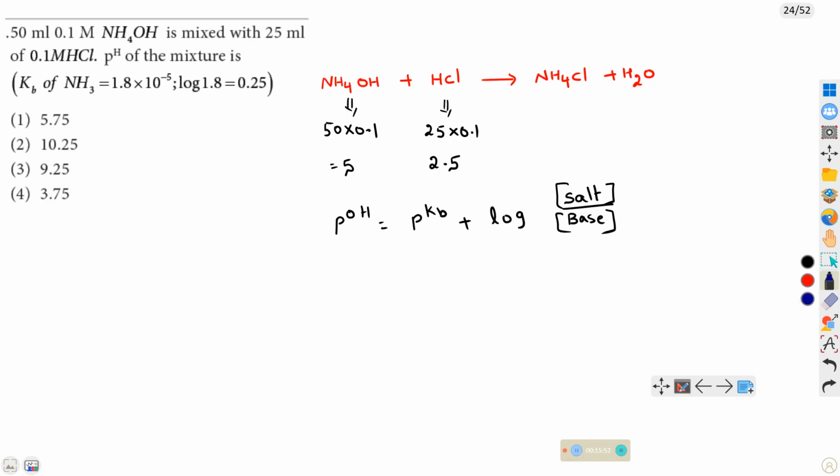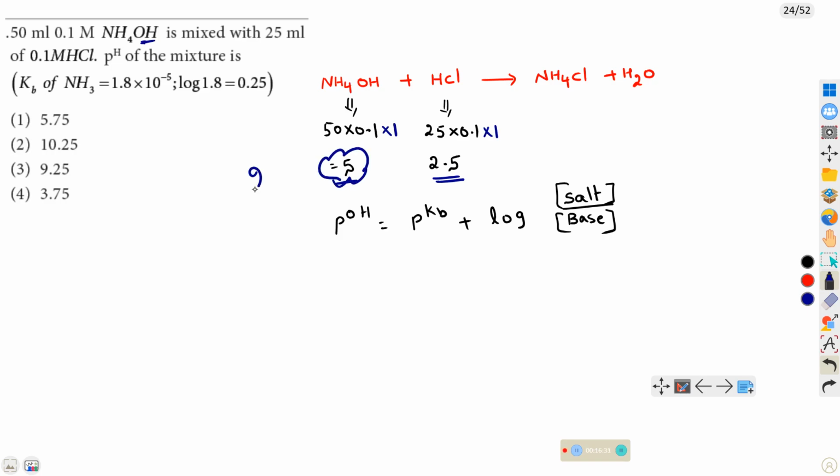50 ml of 0.1 molar NH4OH is mixed with 25 ml of 0.1 molar HCl. pH of the mixture is, okay, given acid plus base. Acid plus base combines to give salt plus water. First calculate the number of millimoles: volume 50 ml, 0.1 molar, number of replaceable OH is 1. Number of millimoles of base is 5. Number of millimoles of acid is 2.5. So which is in excess? Base is in excess.